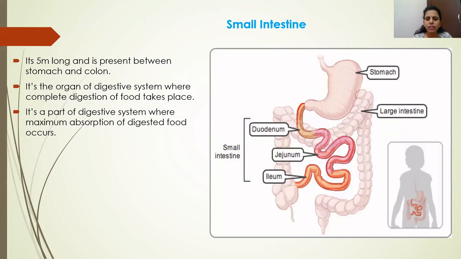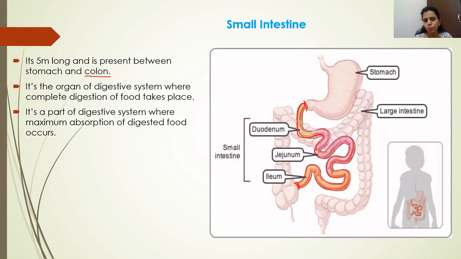Now, if you look at the figure here, this dark colored, thin tube-like structure is the small intestine. And this small intestine is generally 5 meters long. It is present between two organs, that is the stomach and the large intestine. Another name for the large intestine is colon. So the small intestine is 5 meters long and it is present between the stomach and the colon, or large intestine.